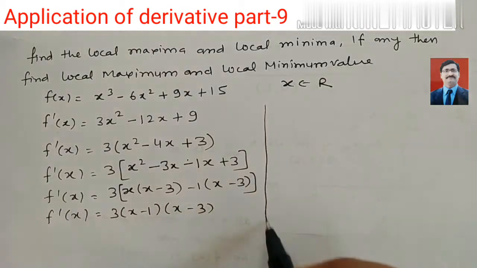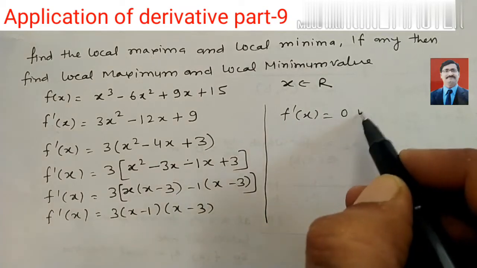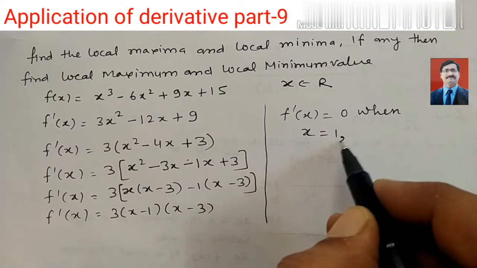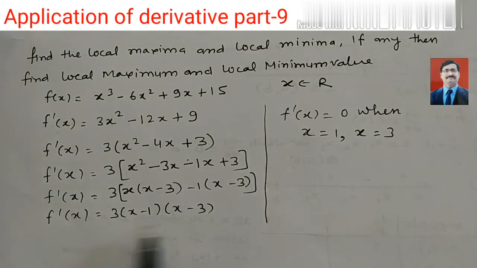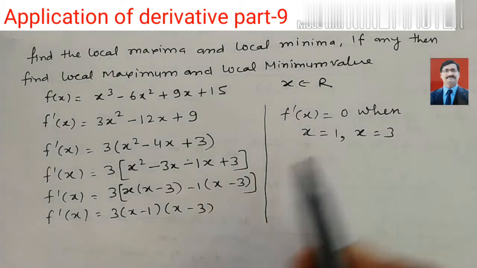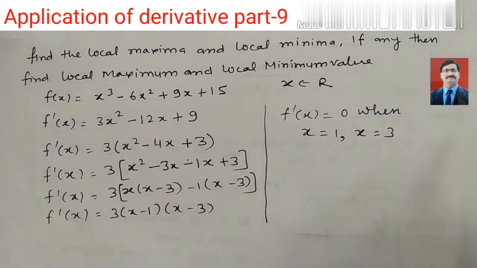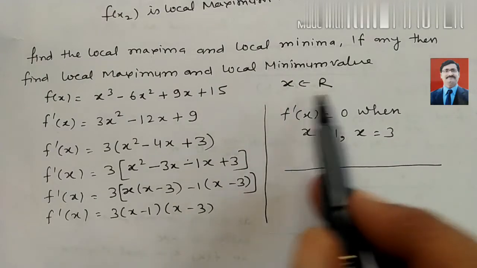Now look here, f dash x equals 0 when x equals 1 and x equals 3. So we get 2 points. We understand f dash x is 0 for x equal to 1. You can put x equal to 1, we get 0. For x equal to 3, it will also be 0. So we get 2 points. And here x is a real number.